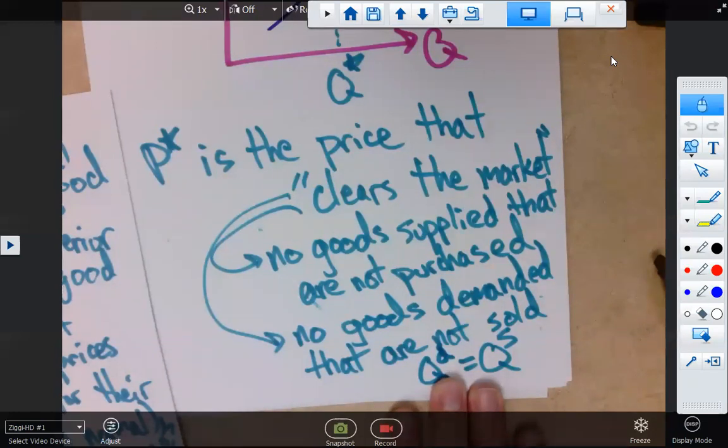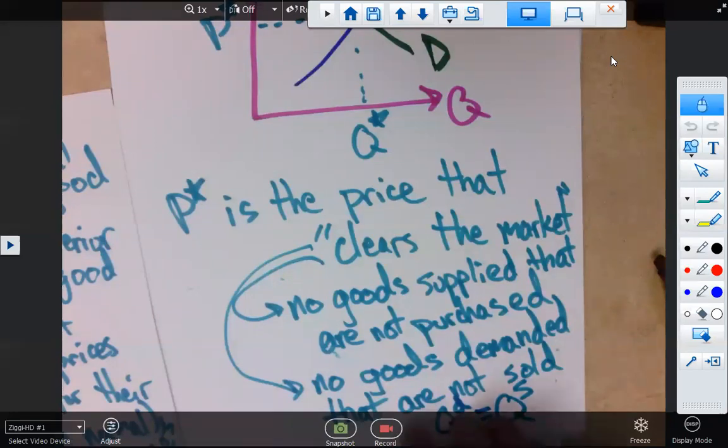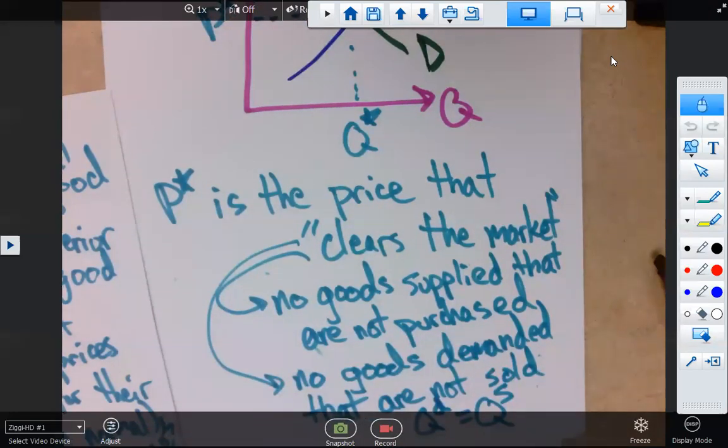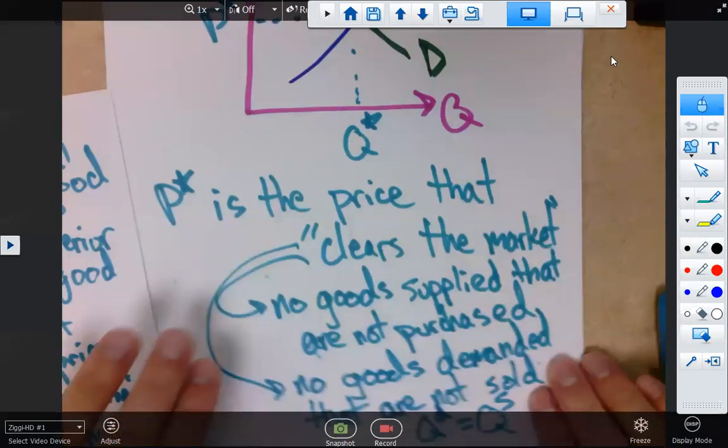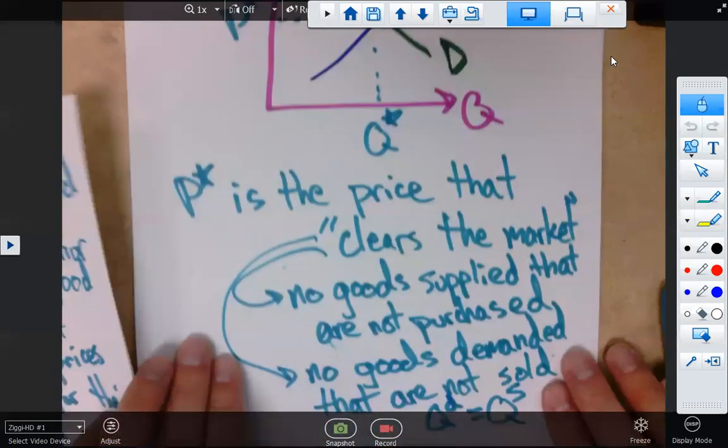In the real world, that doesn't happen. It doesn't happen that often, right? So we usually have a situation where the price is a little bit above or a little bit below that equilibrium price, right? And so we'll talk about that right now. We'll start a new page once everybody's done copying.